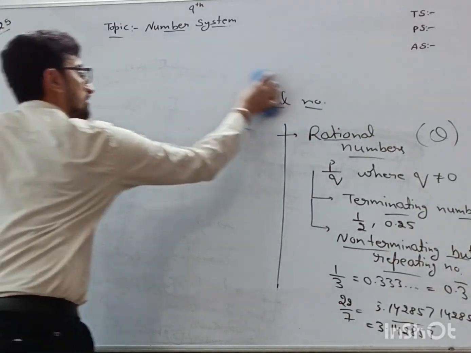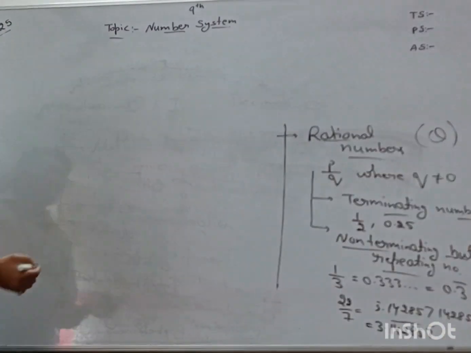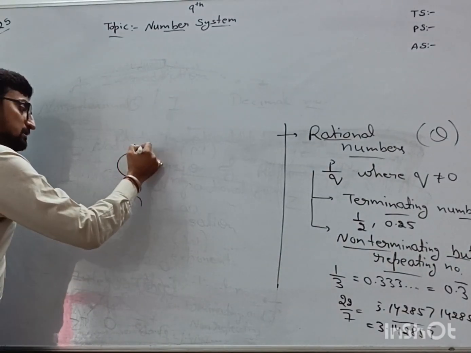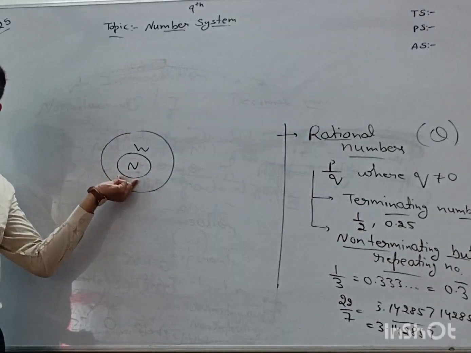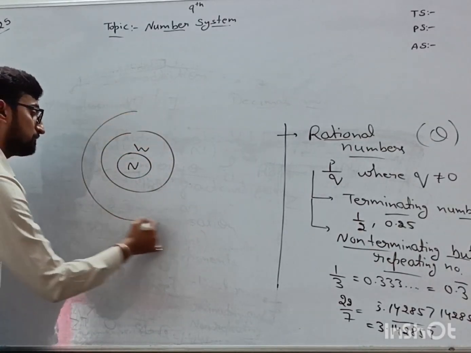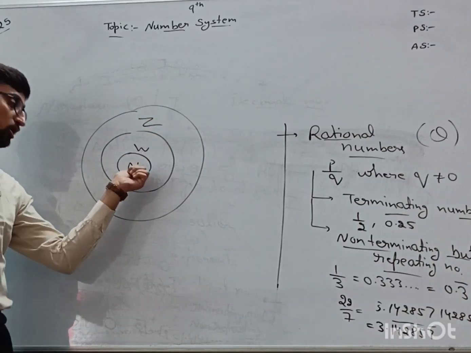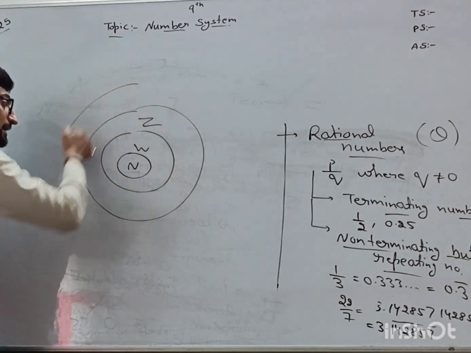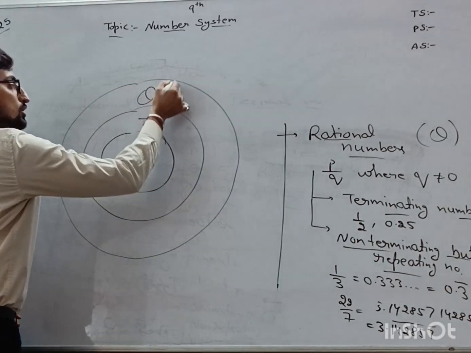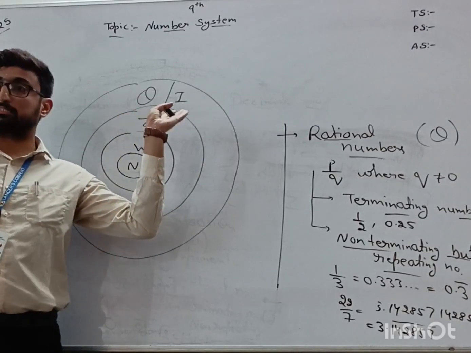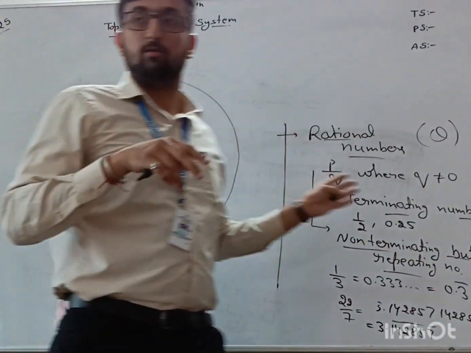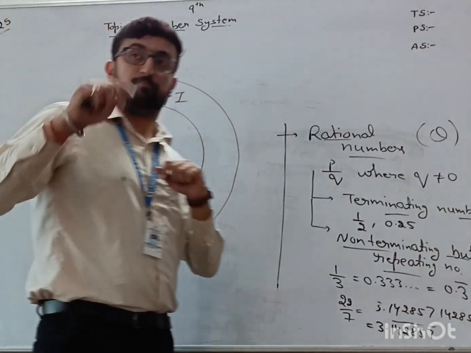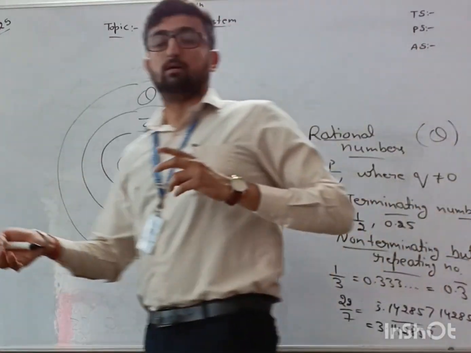You can simply learn this circular concept, where the smallest type is natural numbers. After this we have whole numbers, meaning all naturals are part of wholes, and then we have integers, meaning all natural or all whole numbers are part of integers, and then we have rational and irrational. Why do I write rational and irrational in the same circle? Because between two rational numbers there are infinite irrationals, whereas between two irrational numbers there are infinite rational numbers.